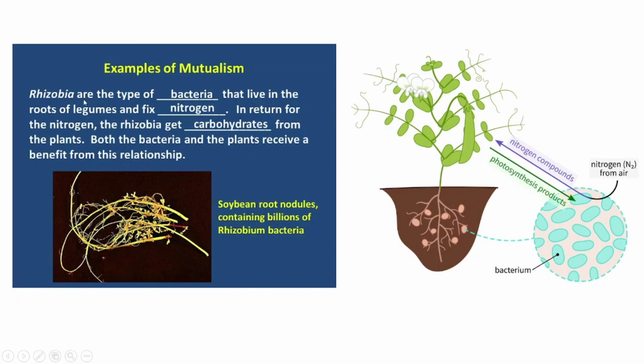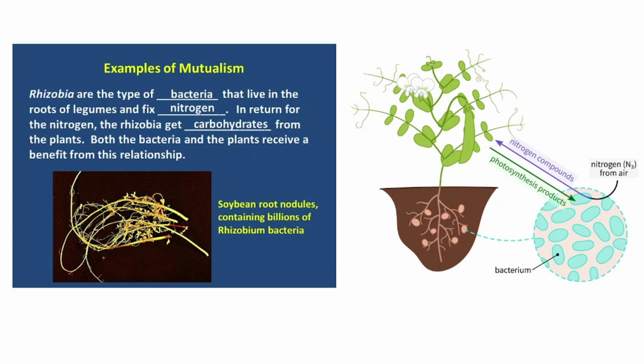Rhizobia is the kind of bacteria that live in the roots of legume plants, and they fix nitrogen for the plants. That's the favor they're doing for the plant, so the plants are benefiting. The bacteria is living in the root of the legumes, and still they're benefiting, because in return for the nitrogen, the bacteria is getting carbohydrates from the plants. So both the bacteria and the plants receive a benefit from this relationship.